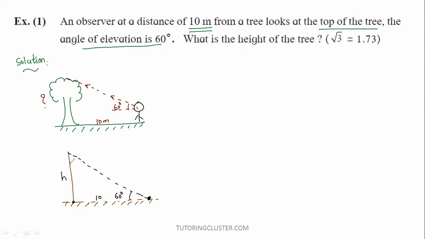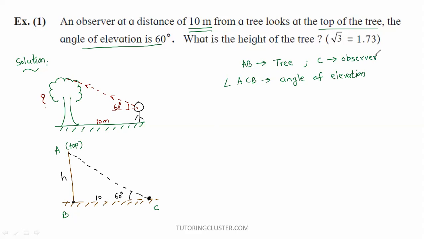So you can name this, let's say this is triangle ABC. So AB, it represents what? Tree. Okay, then angle ACB, it is what? Angle of elevation. Okay, point A is at the top of the tree, and C is your observer. Right? So this will be 90 degree. So what have they asked? They have asked you AB. What will be the height of the tree? So how are we going to solve this?